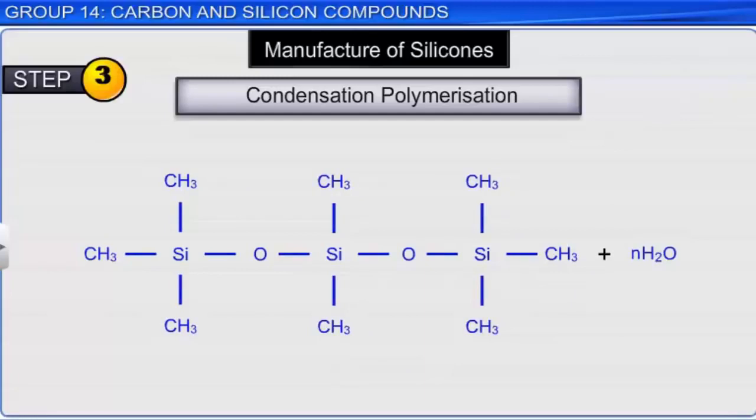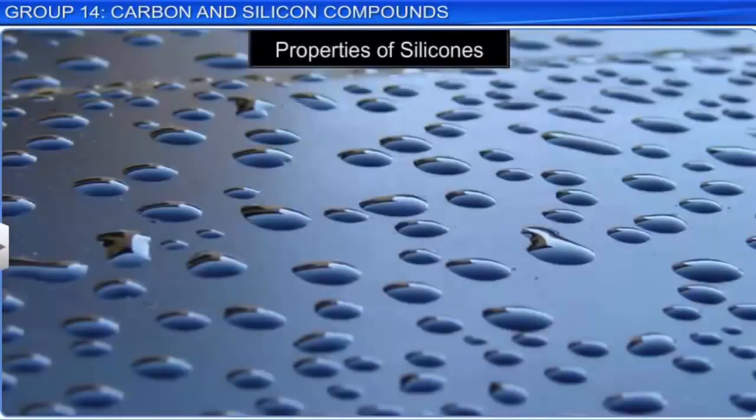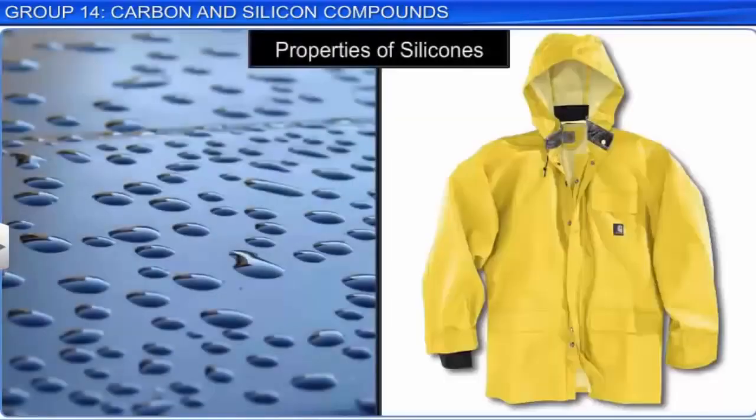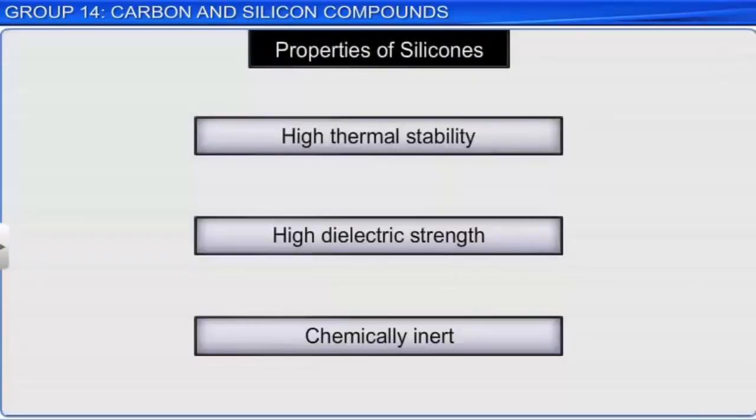Silicones are water-repelling in nature, due to the repetition of non-polar alkyl groups along the chain. This makes them useful for waterproofing fabrics. Silicones generally have high thermal stabilities, meaning that they are stable in high temperatures.